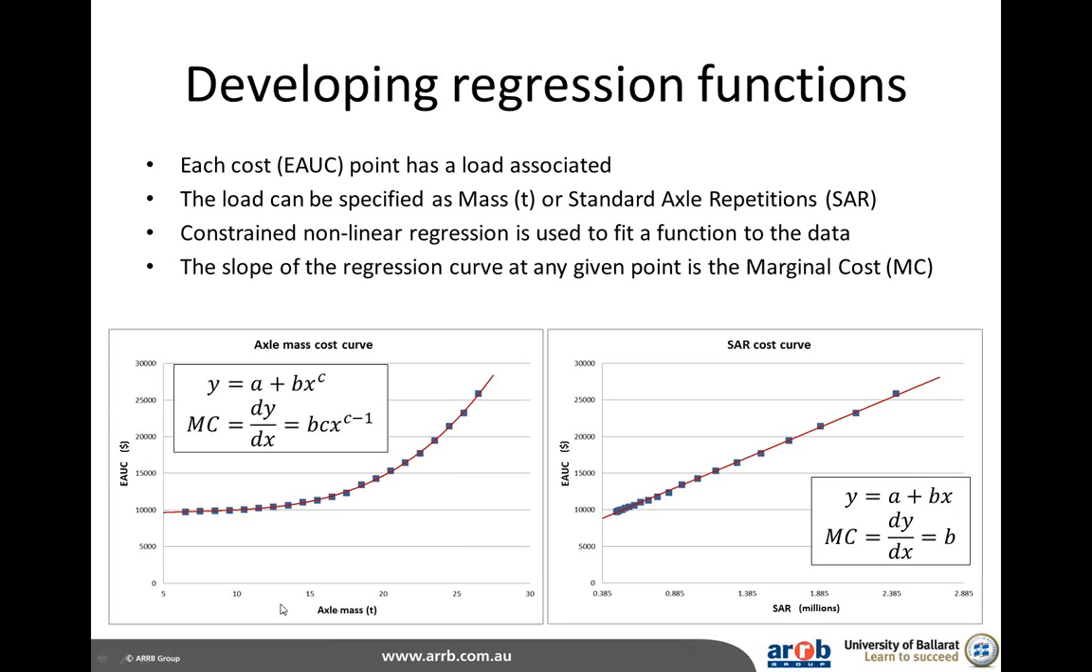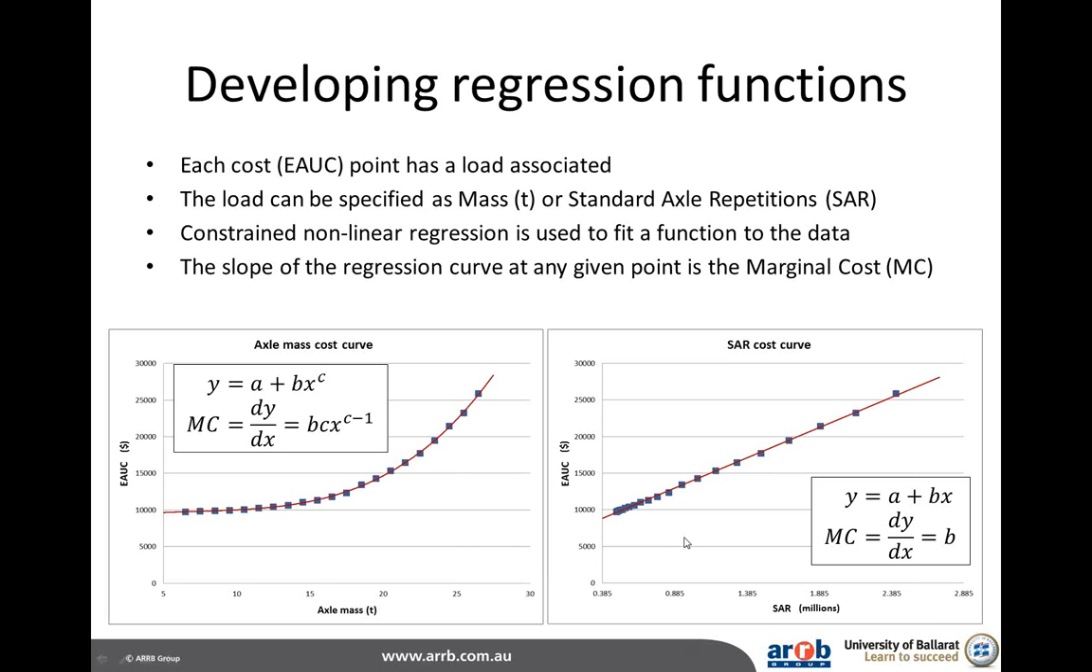The one on the left has axle mass along the bottom, and the one on the right has a SAR value along the bottom. Both have cost on the vertical axis. To make these individual points more useful, we fit a function to them. So the axle mass graph has a function of a plus bx to the c to develop this power curve here. While using SAR as our loading variable, we can develop a simple linear relationship.